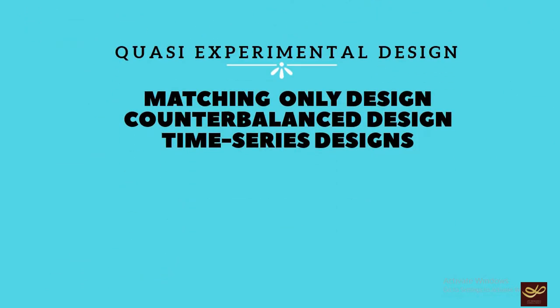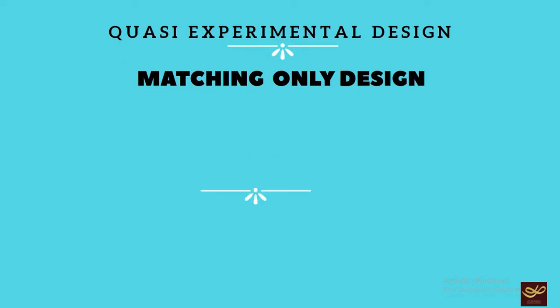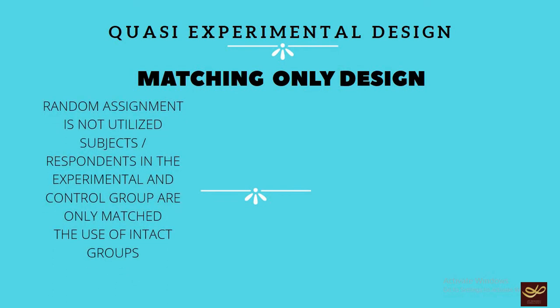Okay. So now let's move to the quasi-experimental design. The quasi-experimental design features three designs: matching only design, counterbalance design, and one of my favorite, time series designs. When we say matching only design, what is happening here is that random assignment is not utilized.